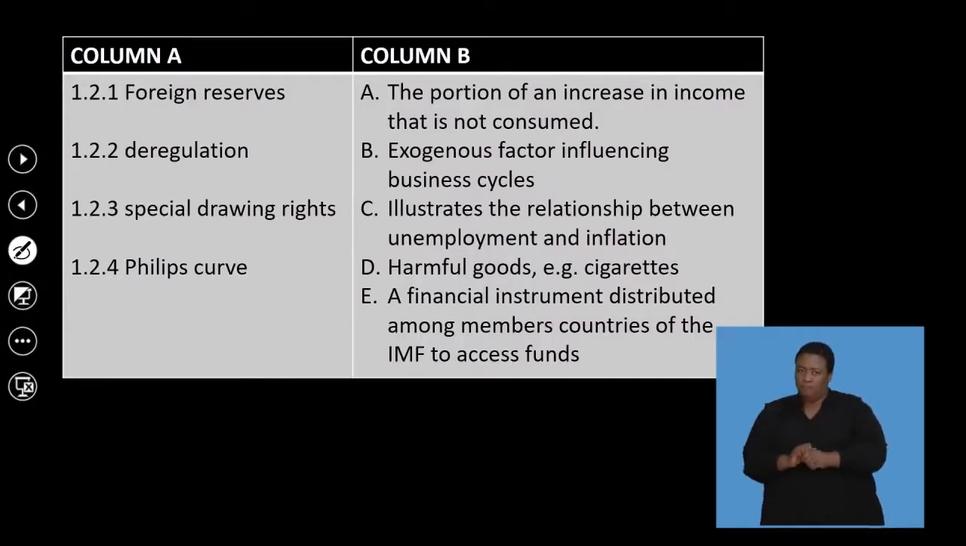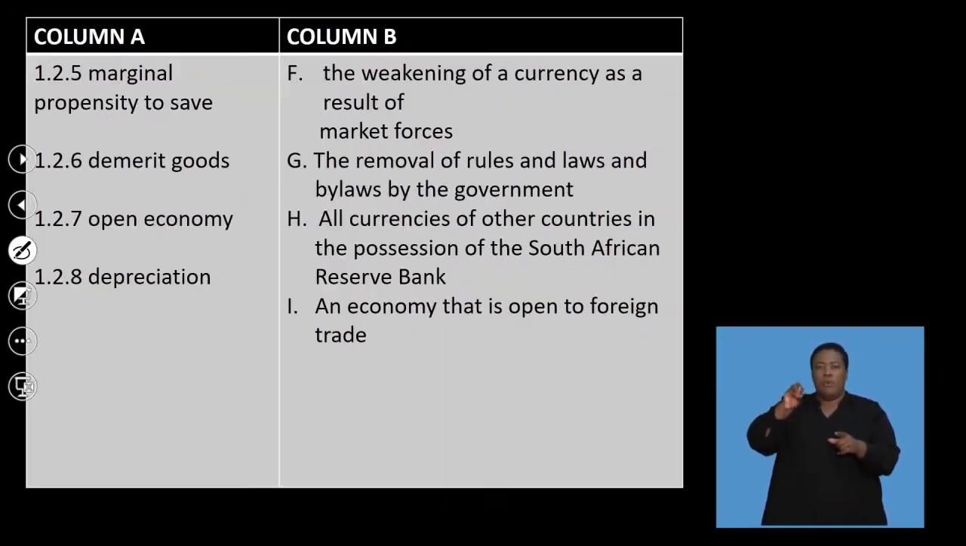It says the portion of an increase in income that is not consumed. The answer at the back of my mind is the marginal propensity to save. Let's look at column A. My column A goes to the next slide. The answer there is marginal propensity to save, 1.25. Then I'll write 1.25 A there.